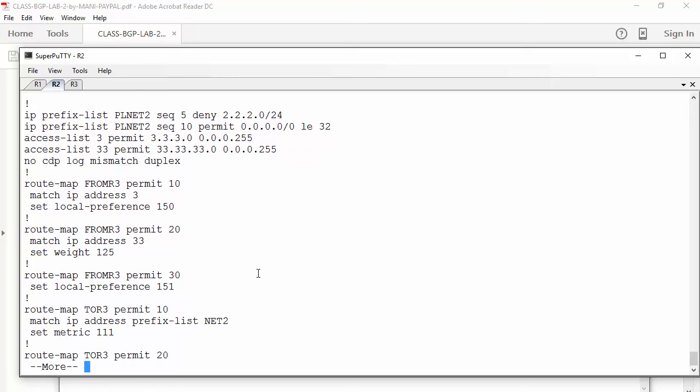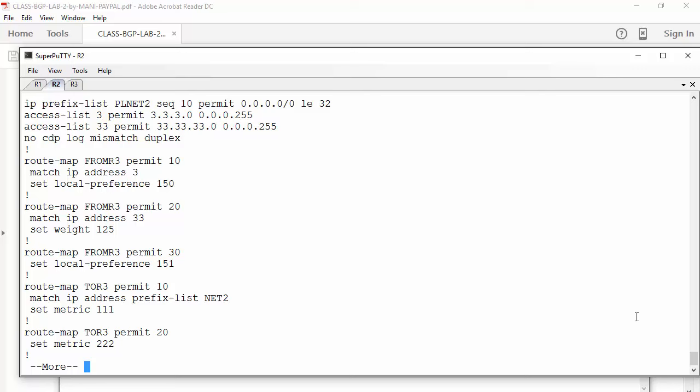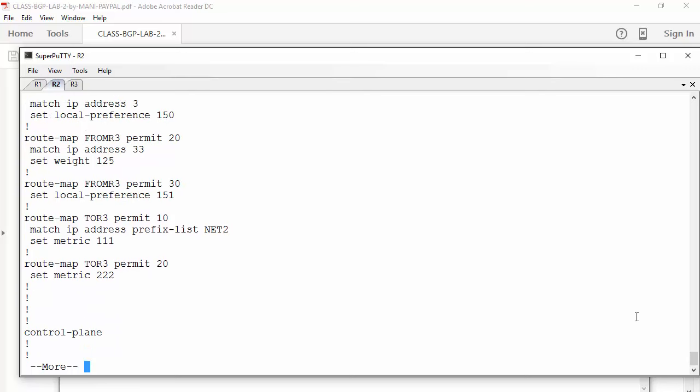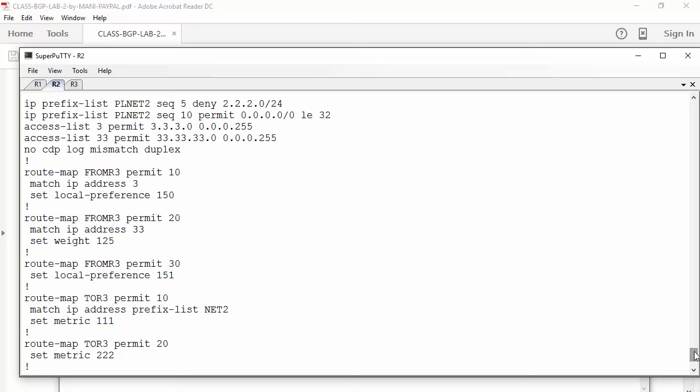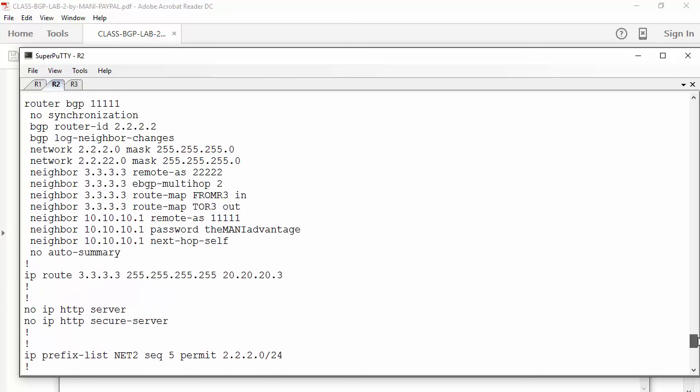So from R3 has 3 sequence numbers 10, 20, 30. If it is matching access list number 3, local preference is 150. If it is matching access list 33, weight is 125. If it is matching anything else, local preference is 151. Outbound direction, I am saying if it is matching net3 prefix list, metric is 111, metric is MED, and also anything else, metric is 222. So that's the commands, guys. Again, take some time, pause it, just see what was done.